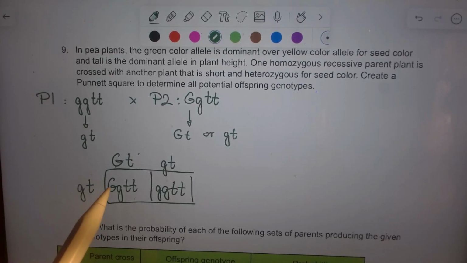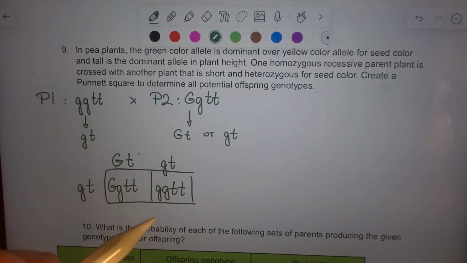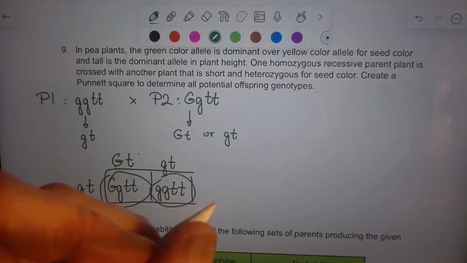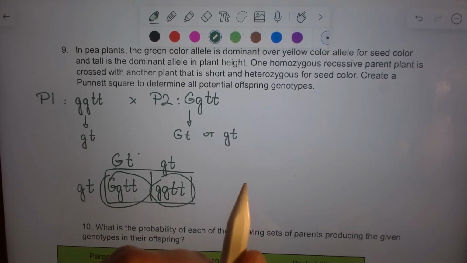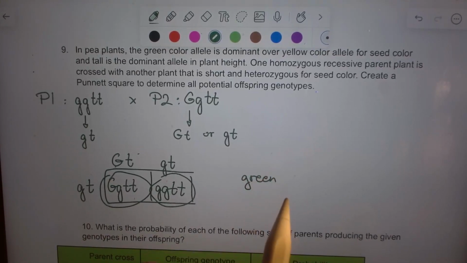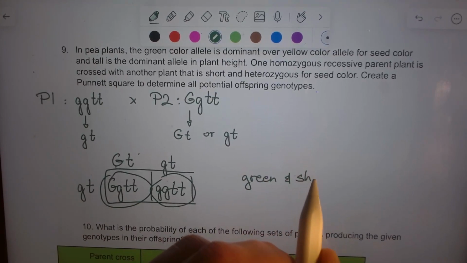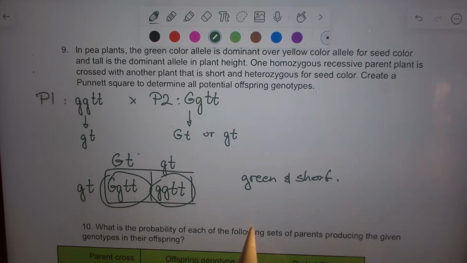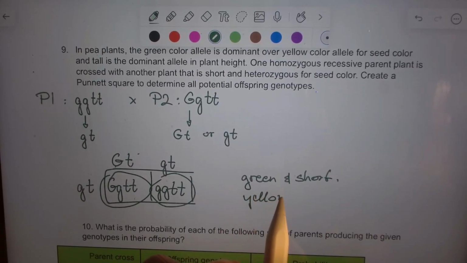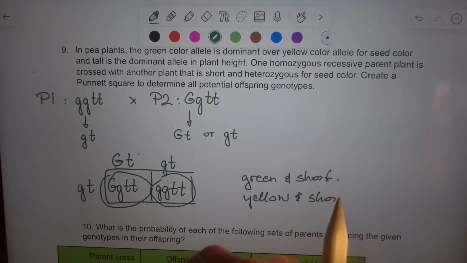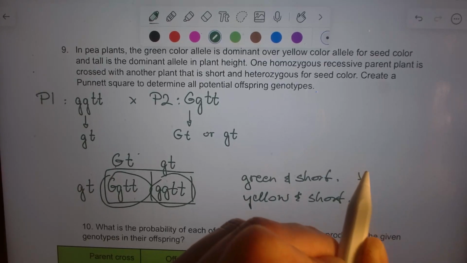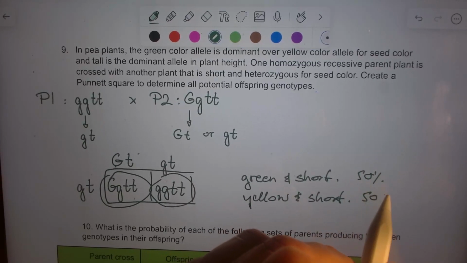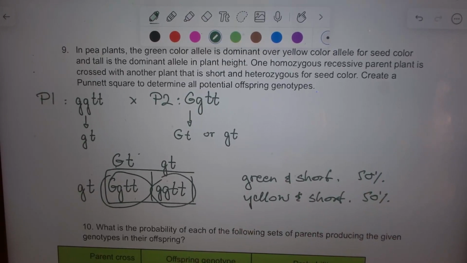Offspring genotypes can be green genotypes or phenotypes. They can be green seeds and short plant, or yellow seeds and short plants. These are the only possibilities, and 50% is the frequency or the chance.